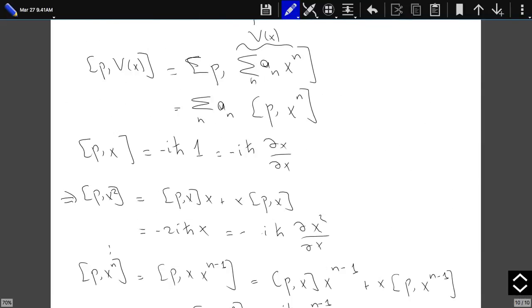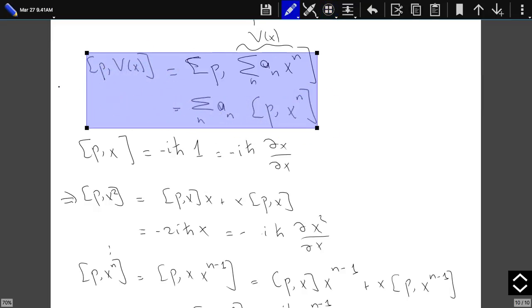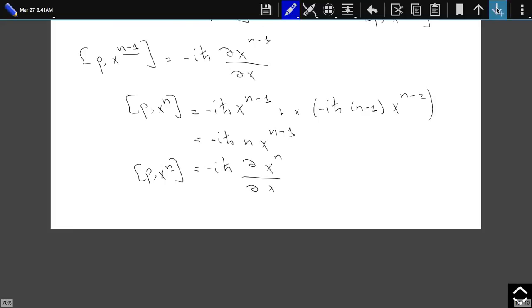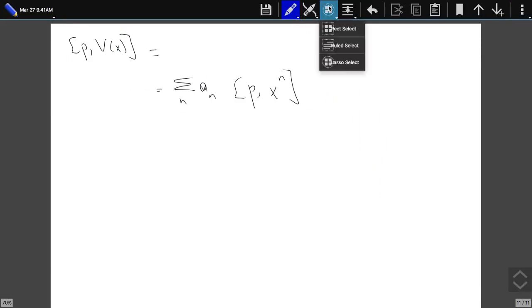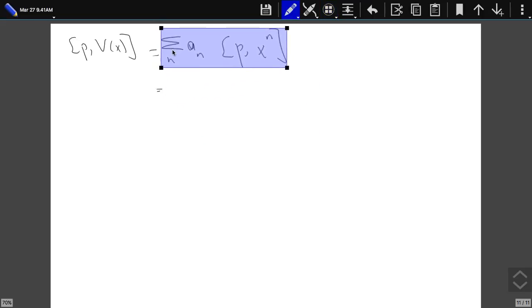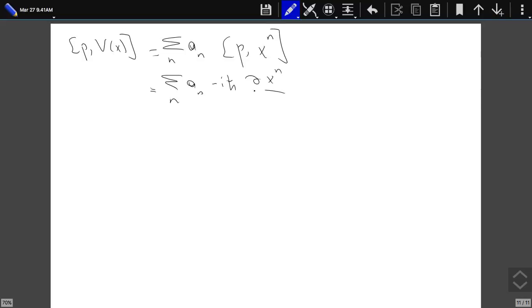Well, let's go back. So I was over here. So this is equal to the sum over n of a_n times minus i h bar, derivative of x to the power n with respect to x, which is equal to minus i h bar del over del x, sum over n a_n x to the power n. I just took the derivative out of the summation sign. But this is nothing but V(x).